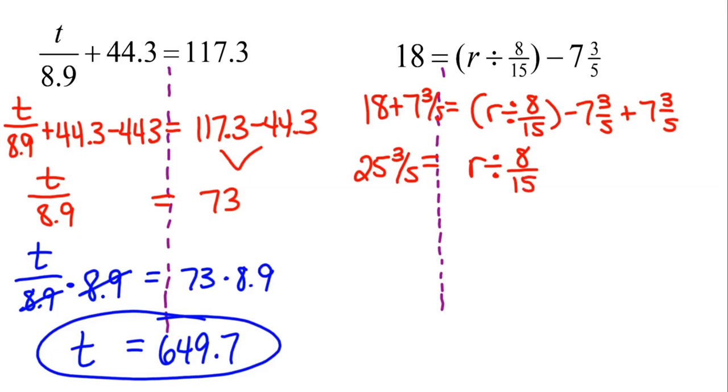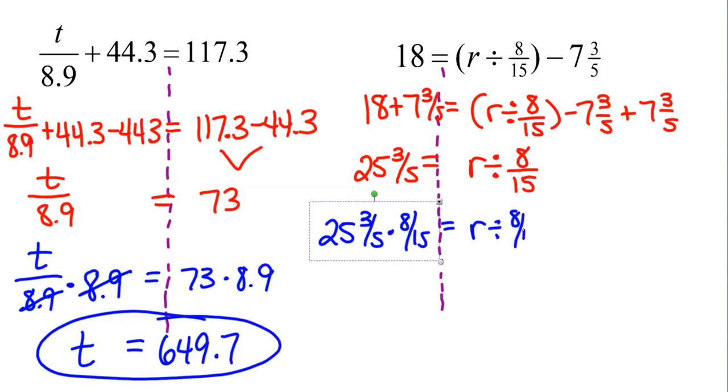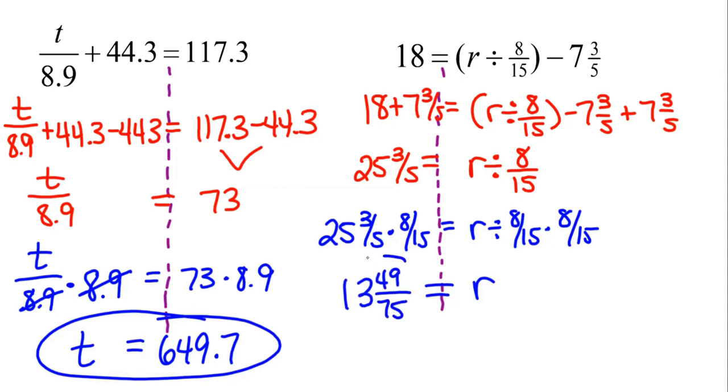That's done. And my step 2 would be to undo the division by multiplying. Since I'm dividing by 8/15, I'm going to multiply both sides by 8/15. 25 3/5 times 8/15 is equal to r divided by 8/15 times 8/15. And again, the dividing by 8/15 and multiplying by 8/15 cancel each other out, and I'm left with just r. And 25 3/5 times 8/15 is 13 49/75. And that is my solution.